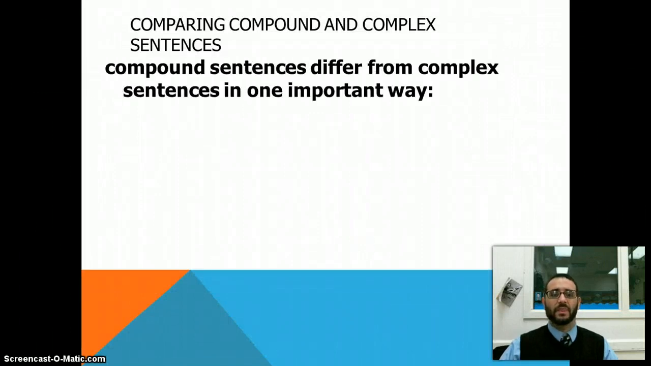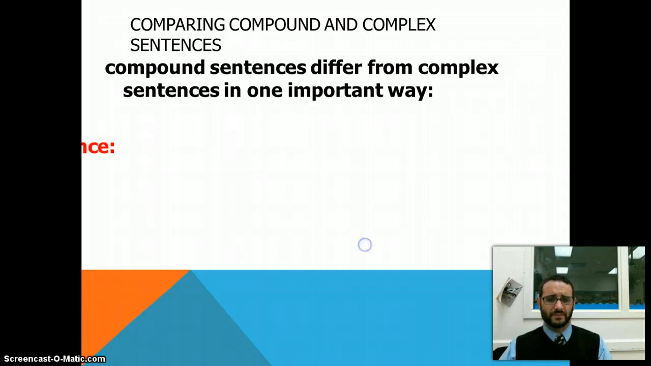Now let's just compare. Compound sentences are different from complex sentences in one important way. In terms of structure, compound sentences are two independent clauses that are combined by a coordinating conjunction. Meaning that if you took that comma away, you still would have two independent thoughts. Now with a complex sentence, if you took that conjunction away, you wouldn't have two complete thoughts.